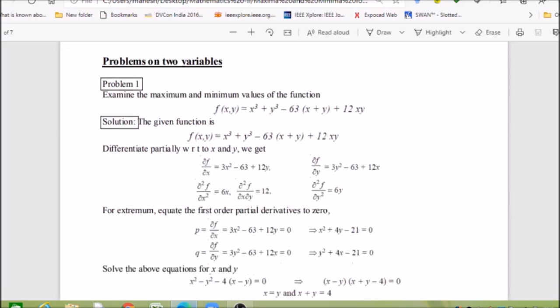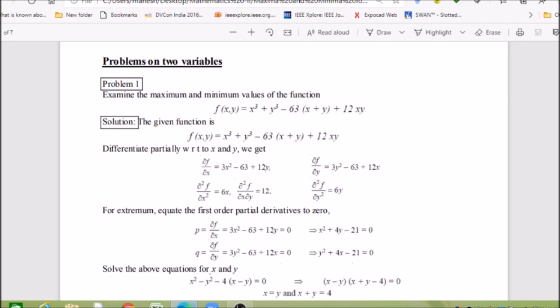Now we'll move to the problems on two variables. Here in the first problem, I'm considering a function f(x, y) equals x³ plus y³ minus 63x plus y plus 12xy. The given function we are differentiating with respect to x and y partially.